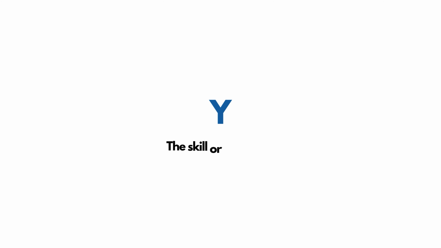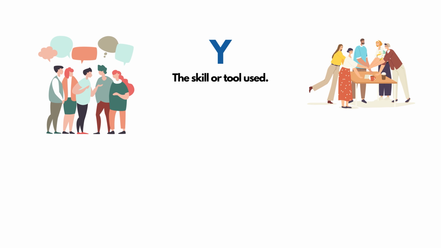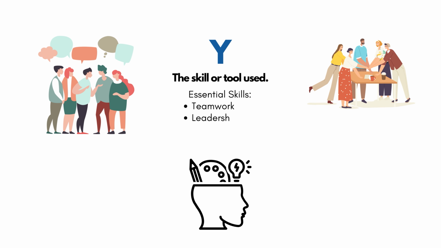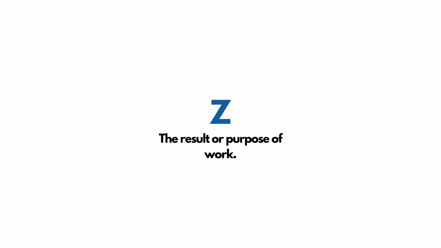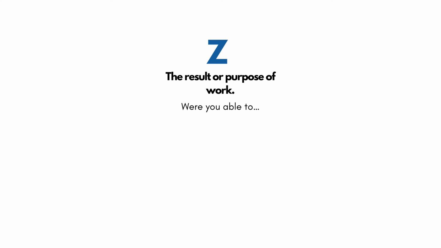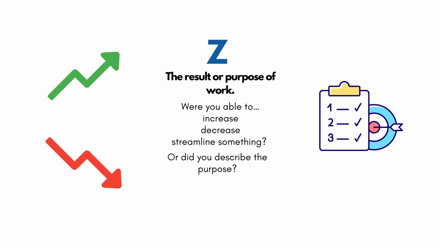Y is the skill or tool used to do the work. This can be essential skills such as teamwork, leadership, and communication, or a tool like Excel or SPSS. Z is the result of the work or the purpose of the work. Were you able to increase, decrease, or streamline something? Or describe the purpose. Was it to improve customer satisfaction or to meet deadlines?